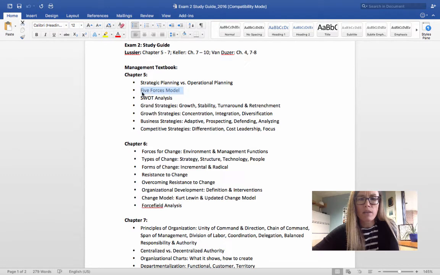The five forces model, this is Michael Porter's model of the five different competitive forces. Please go back, know these, be able to describe them, and be able to provide an example of each. So that's going to be a big component of the exam. The one confusing part, I think, is the power of buyers and the power of sellers, and knowing the difference between the two.